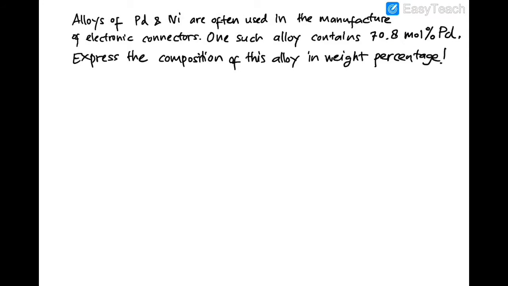To understand better about the mole concept, let's try to tackle this problem. Alloys of palladium and nickel are often used in the manufacture of electronic connectors. One such alloy contains 70.8 mole percentage of palladium. Now we are asked to express the composition of this alloy in weight percentage. How do we solve this problem?